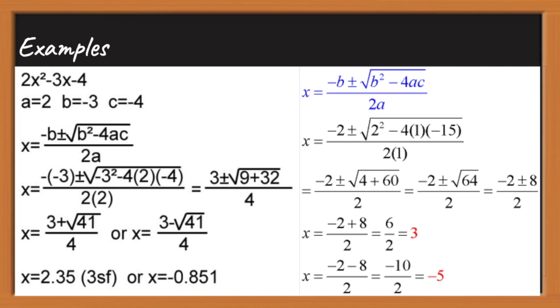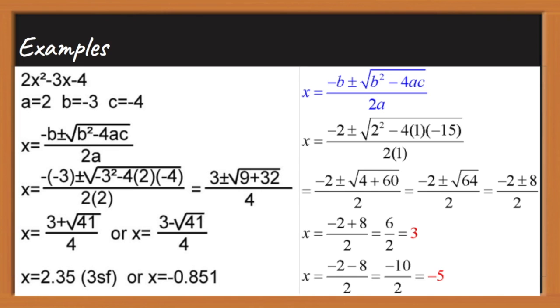The first example is 2x squared minus 3x minus 4. A is 2, b is minus 3, and c is minus 4. Here's the formula, and we just need to plug them in as it says. We'll first plug in minus 3 for b, then minus 3 again for b, 2 for a, minus 4 for c, and again 2 for a.